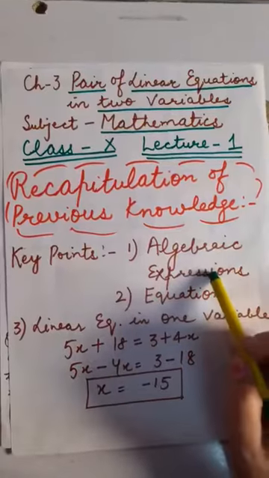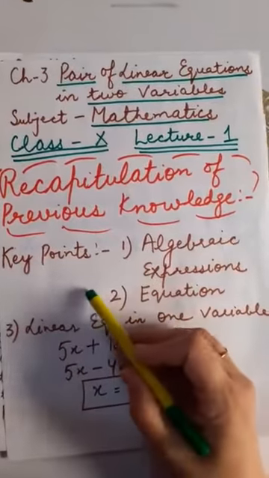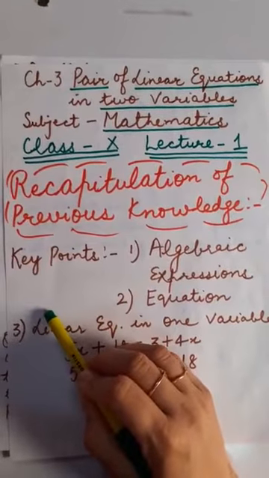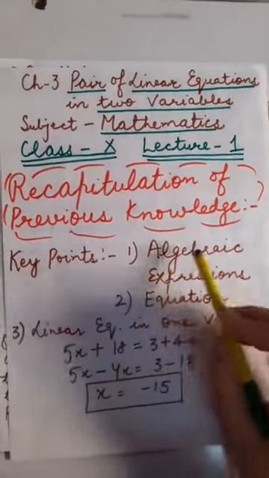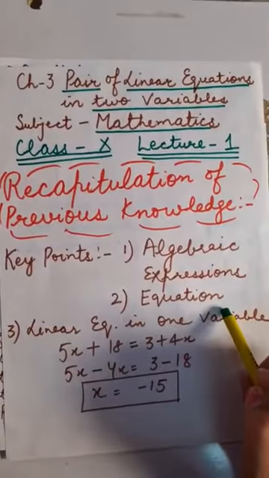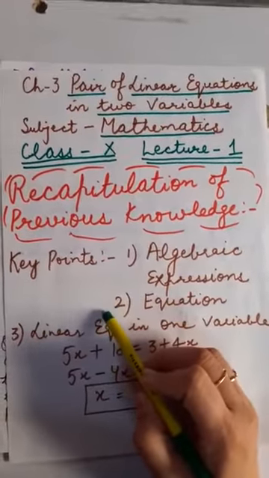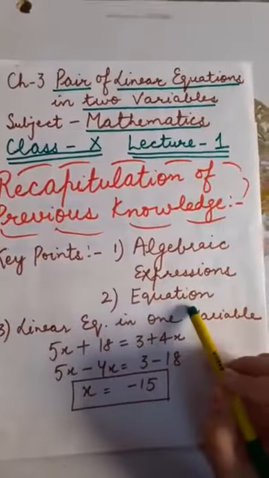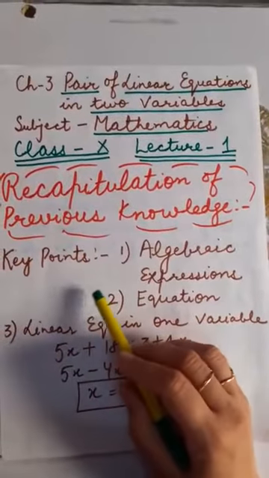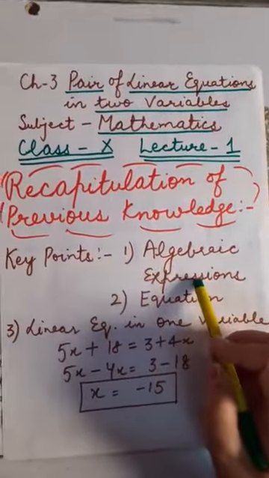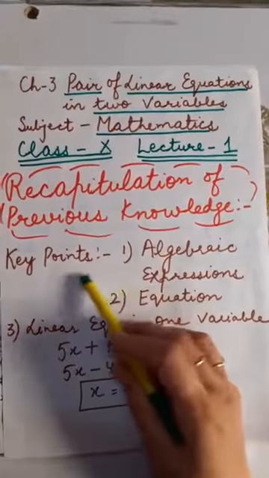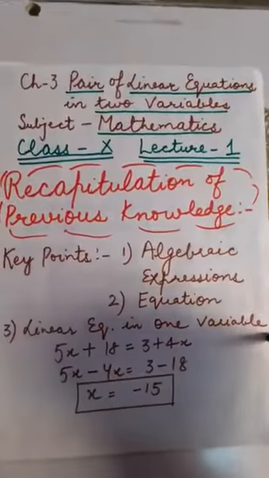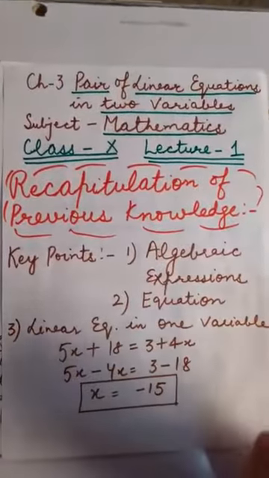When in any algebraic expression there is an equal to sign, with some expression written on LHS, that is the left hand side, and another expression written on the right hand side, and there is an equal to sign mandatory between both the expressions, then that will form an equation. For example, 2x plus 3y is equal to 7. Here one expression, 2x plus 3y, is on the left hand side and only 7 is on the right hand side. So this will form an equation.